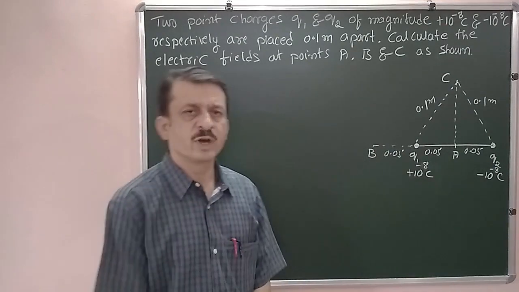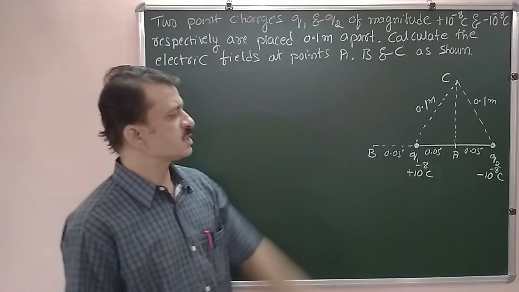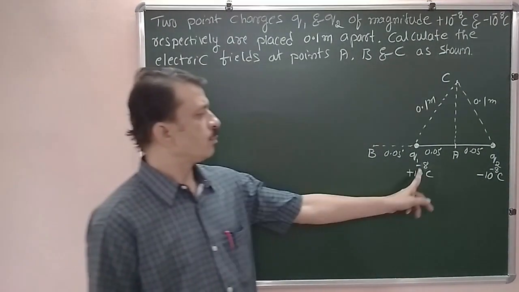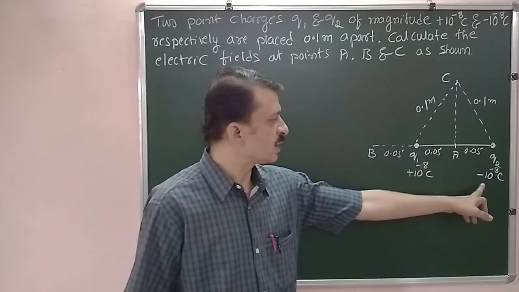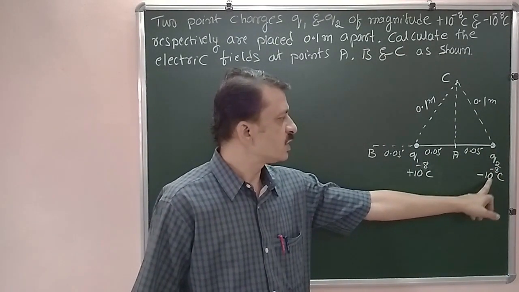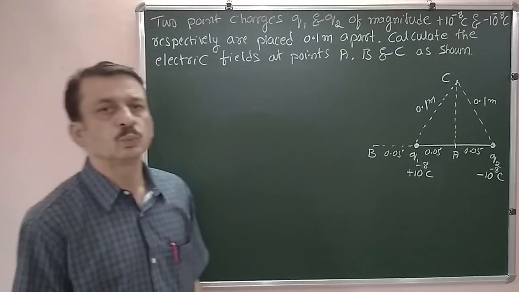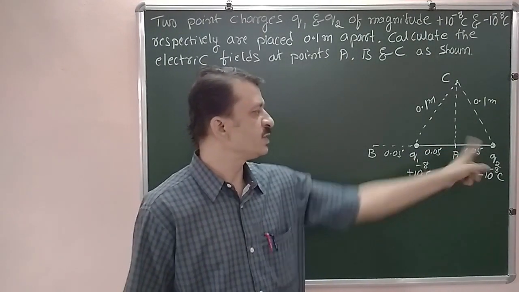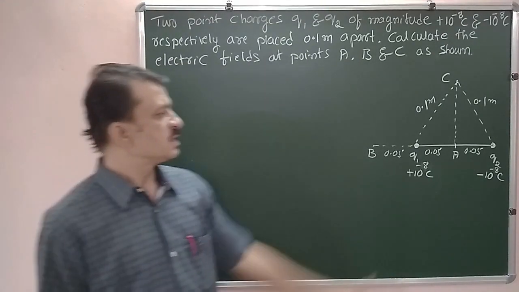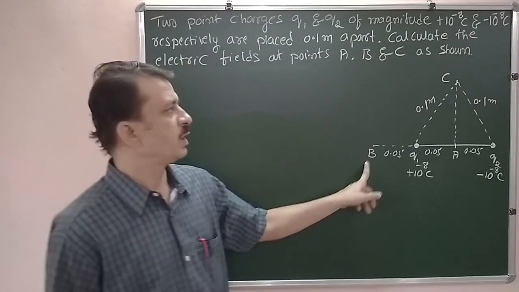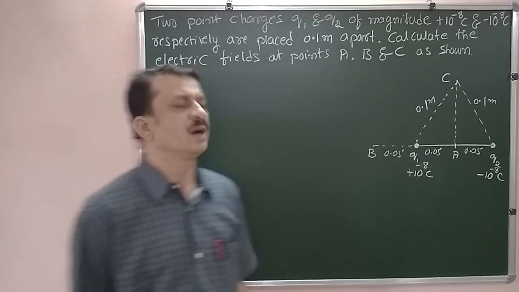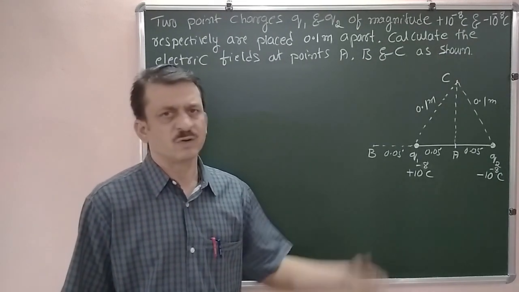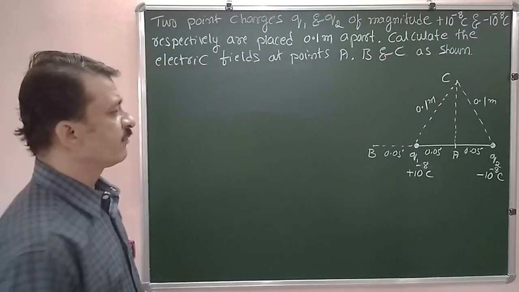Now look at the diagram. We have two charges. One is plus 10 to the power of minus 8 coulomb at Q1 and another one is minus 10 to the power of minus 8 coulomb at Q2. Now the first point is A, it is the midpoint of the line joining the two charges. Second point is B and third point is C. At these 3 points we have to calculate the net electric field.